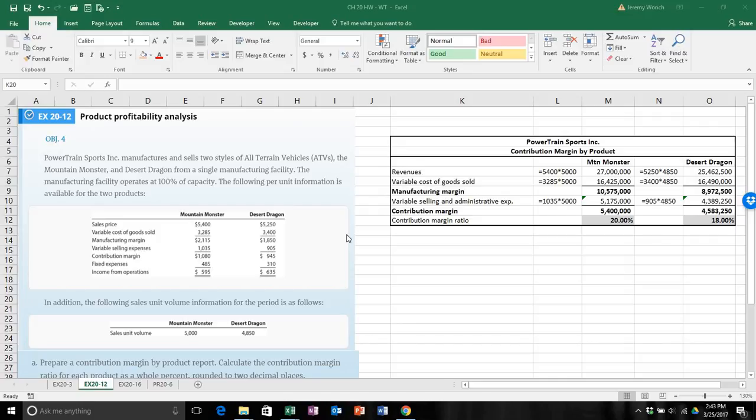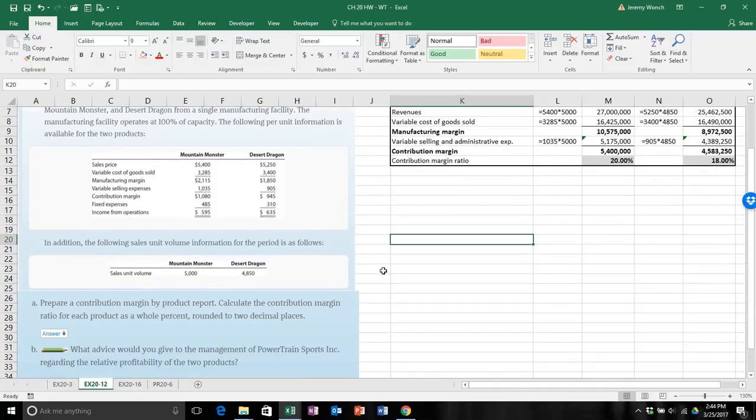All right, so on example 20-12, I think it's a fun, simple one. In this one, they're asking us to do a product profitability analysis. We have a company here, Powertrain Sports. They make two different kinds of ATVs, the Mountain Monster and the Desert Dragon. Our production facility is at 100% capacity as we are. And it gives us some income statement information for both the Monster and the Dragon.